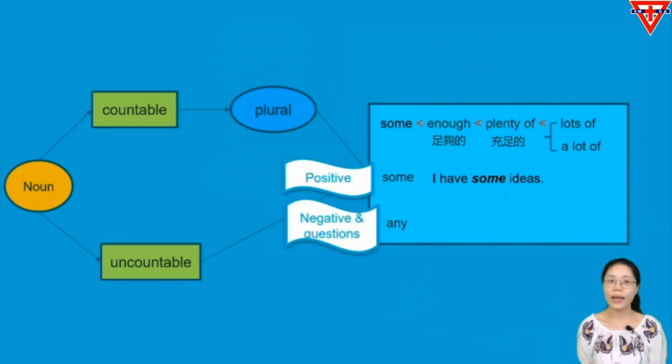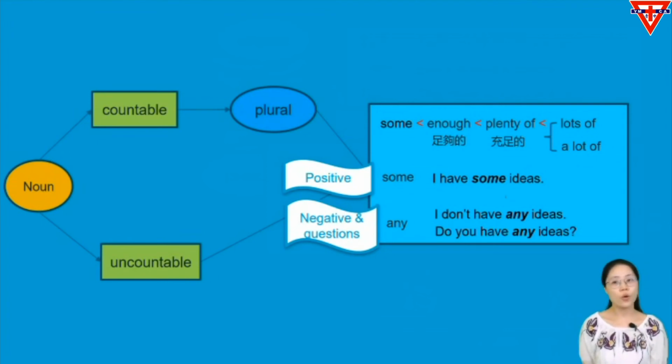For example, I have some ideas. I don't have any ideas. Do you have any ideas? However, we can also use some in questions when we are offering something or making a request. For example, would you like some tea, or can I borrow some money?